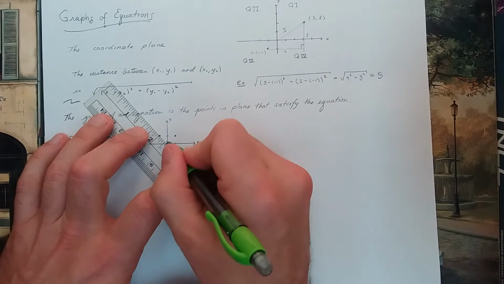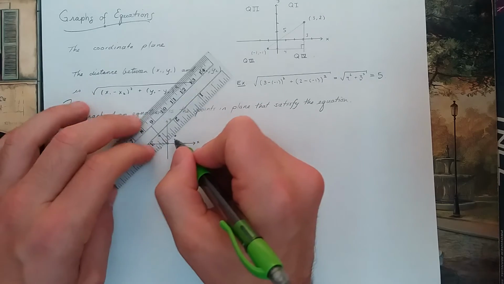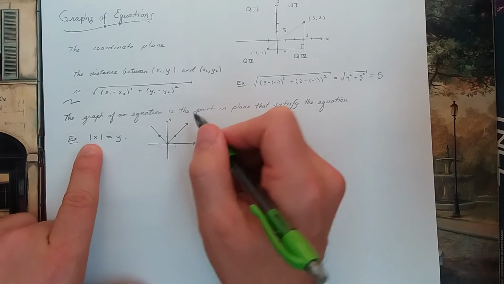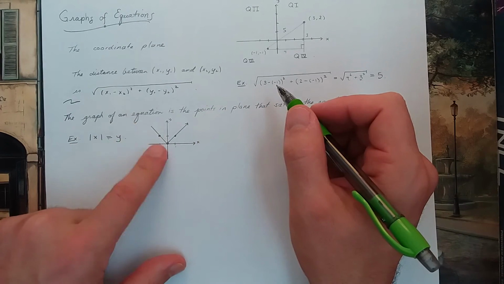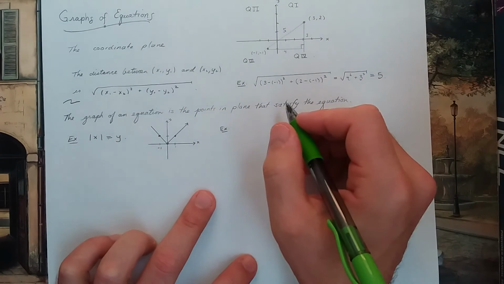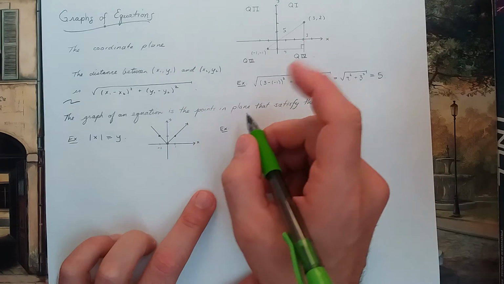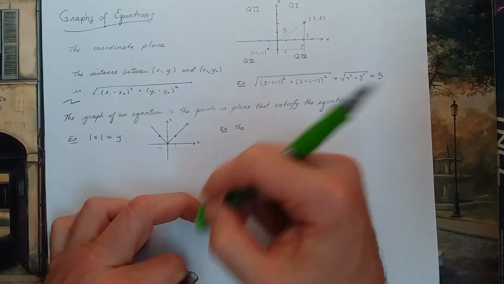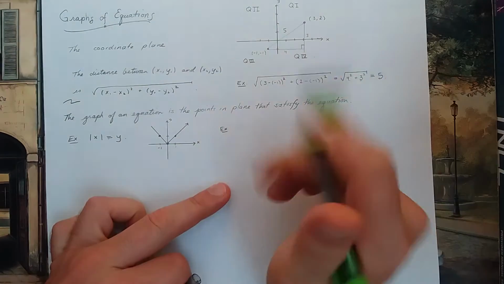So you could plot a lot of points, and in this case, I think you'll find the graph of the absolute value function looks like this, a V. Let's do another example. Let's do another basic shape, a parabola. So the graph of, actually let me just write down the equation.